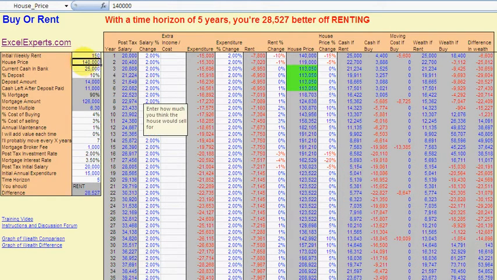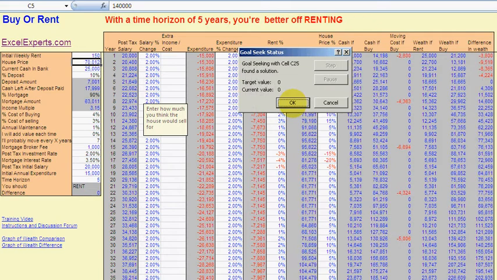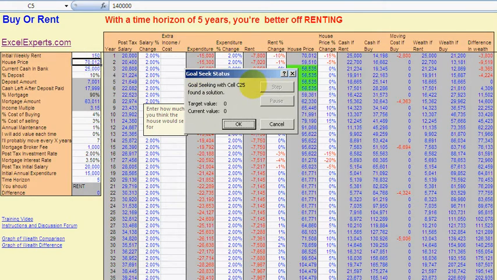Now what else can we do? We can solve for the house price. So I can set this value to be 0, by changing the house price. So suppose I can get this house for 70,000. Well, now I'm no better off renting or buying. Obviously that's a 50% reduction on what it is today, but if I can get there, then that compensates me for the market going down.